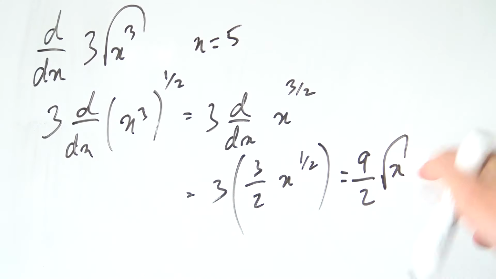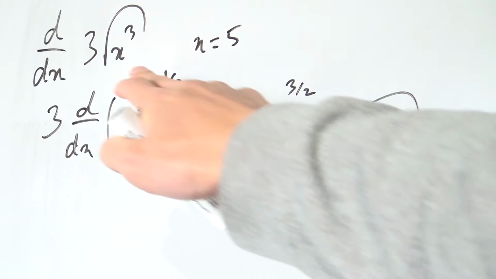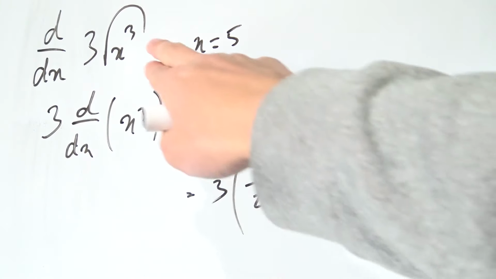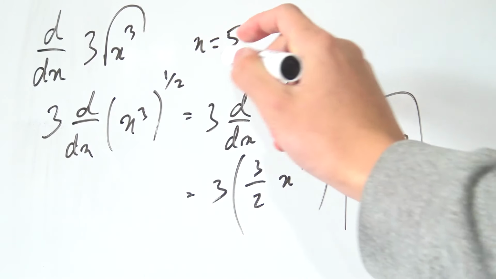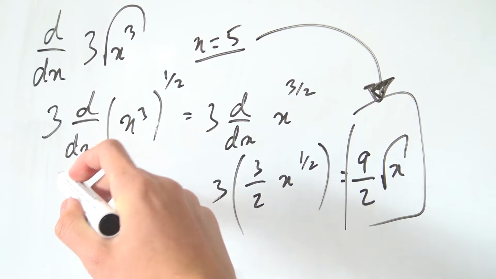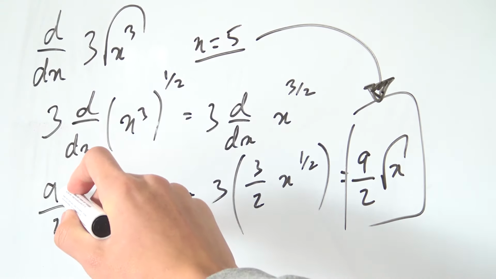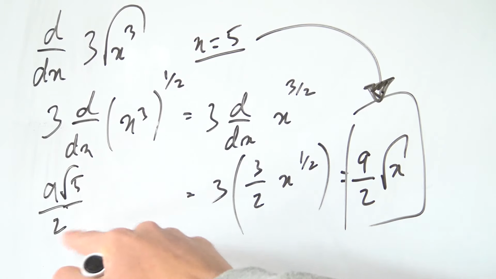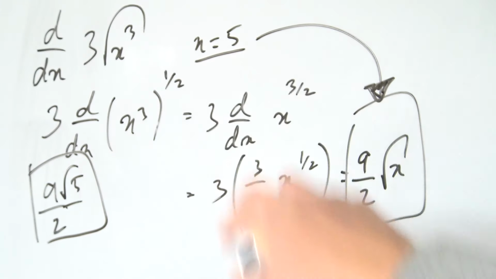Well, remember, the derivative, whatever function we get out the end right here, this function helps us to find the gradient at every single point on our original function. So if we want to find the gradient of this function at the point x equals 5, all we really need to do is plug 5 into this function right here, because this function gives us the gradient. So if we do that, the gradient at the point x equals 5, that's exactly 9/2. Plugging 5 into here, that's going to give us root 5. So 9√5/2, this is exactly the gradient of this function at x equals 5.